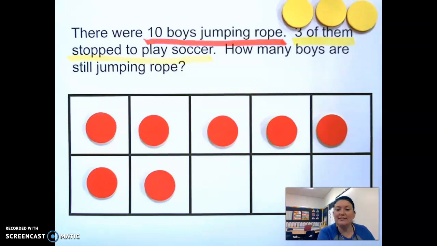And so using my sentence stems, why don't you try to say it with me? Let's use the first sentence stem. 10 take away 3 is 7. Can you say that with me? 10 take away 3 is 7. Now let's try it with our second sentence stem. 7 is 10 take away 3. Say it with me. 7 is 10 take away 3. Either way is correct.